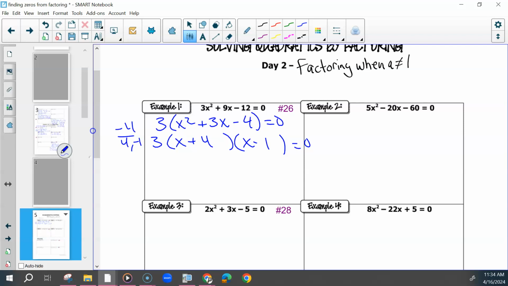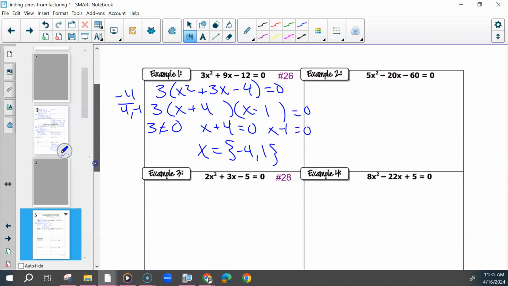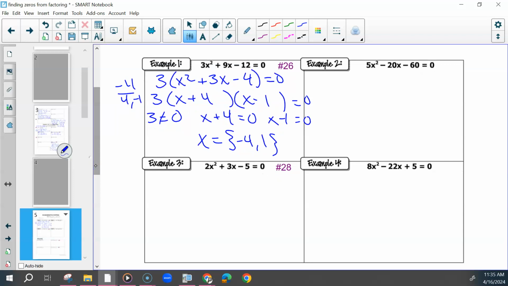And then when you set everything equal to 0, the 3 can't equal 0. It doesn't have something to solve. So we just don't include that part. And we just write the other two, which would be what? X equals negative 4 and positive 1. Correct. So if you have a GCF that's not a variable, still make it part of your factored answer, but it's not going to be part of your solutions answer. Example 2 is going to be similar, but let's look at example 3.